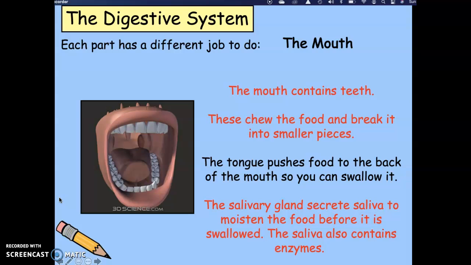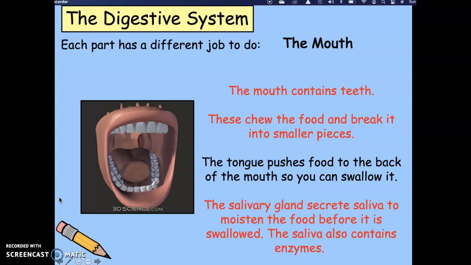Now, the mouth is a really important part of the digestive system. The mouth contains our teeth, and it's these teeth that are used to chew the food and break it into smaller pieces. We need it in smaller pieces so we can then swallow it.